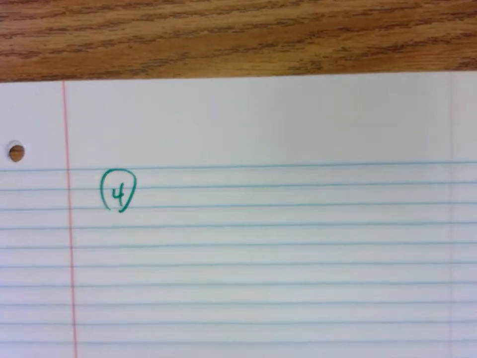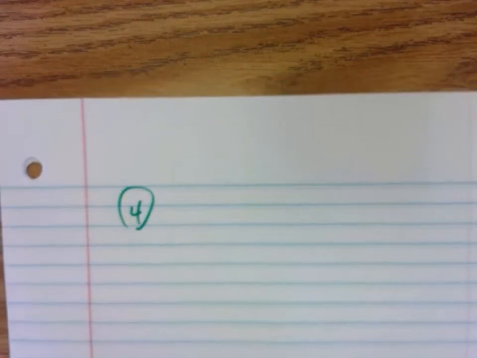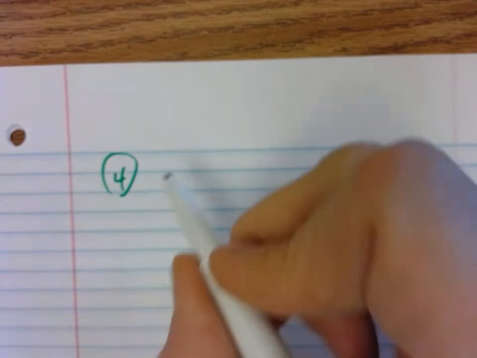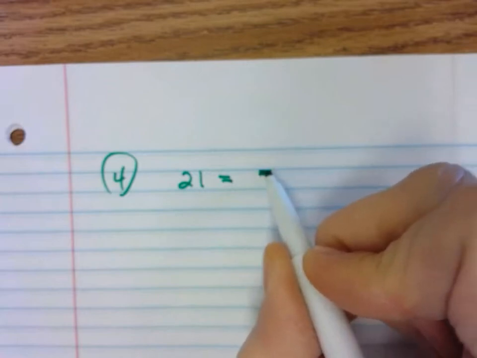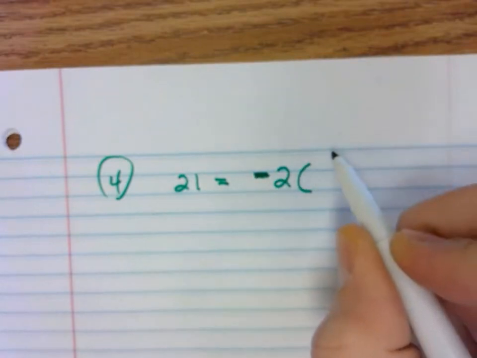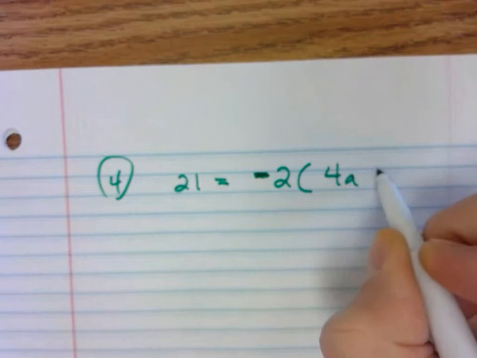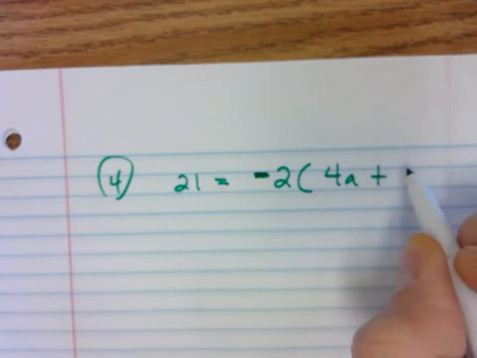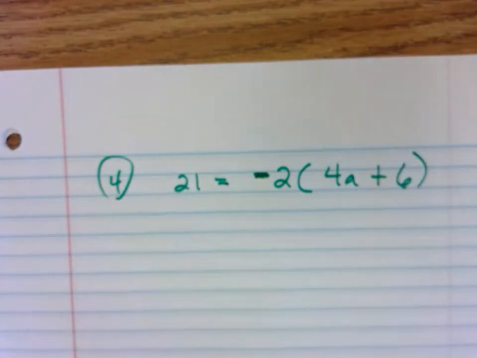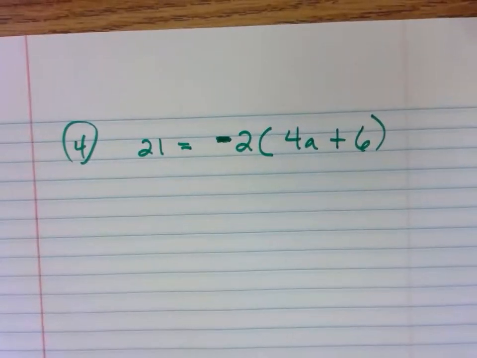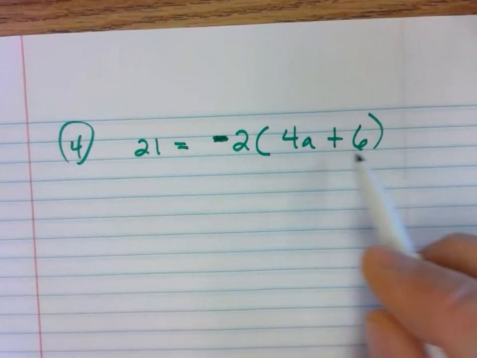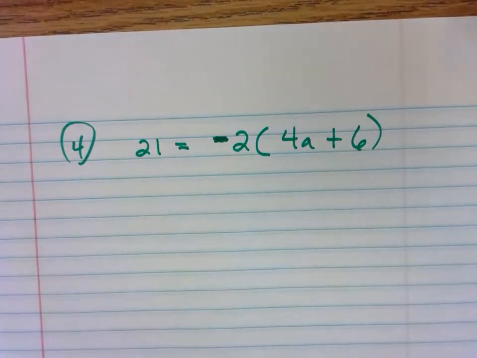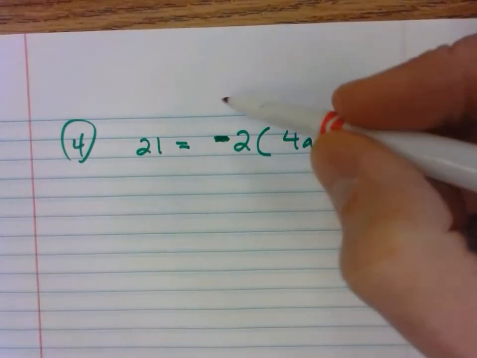All right, so again, we're going to go to one of these where we've got to do a little distributive property. So let's say we've got 21 equals, we're going to have a negative 2 out here on the outside, and then 4a plus 6. All right, so this time we're going to make it a little more complicated. Now I'm going to look for subtract signs. Do we see any subtract signs anywhere? No, not really.